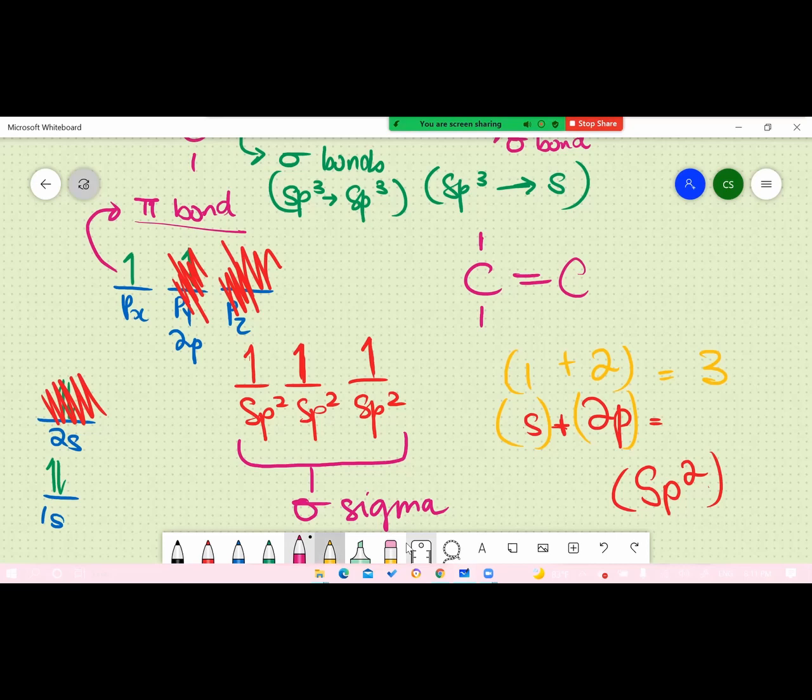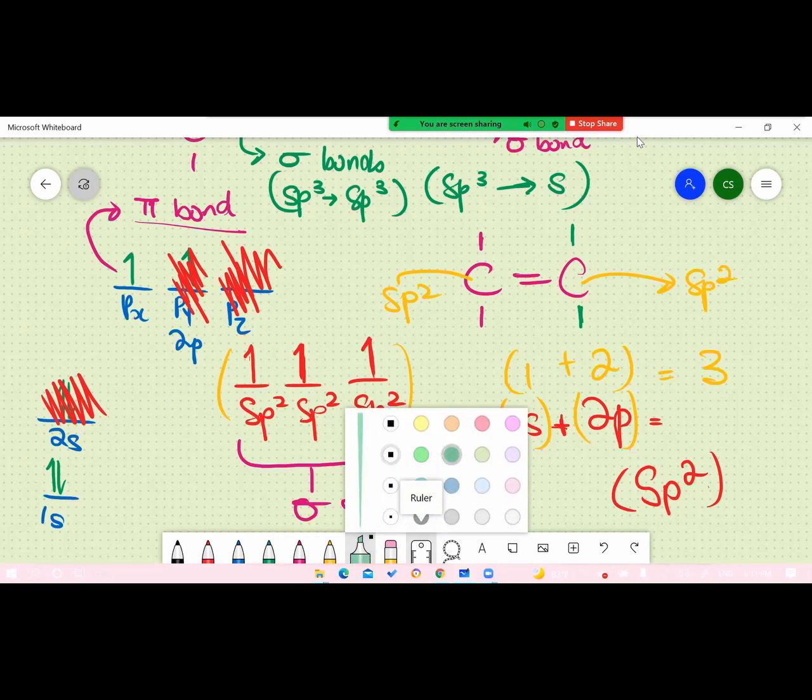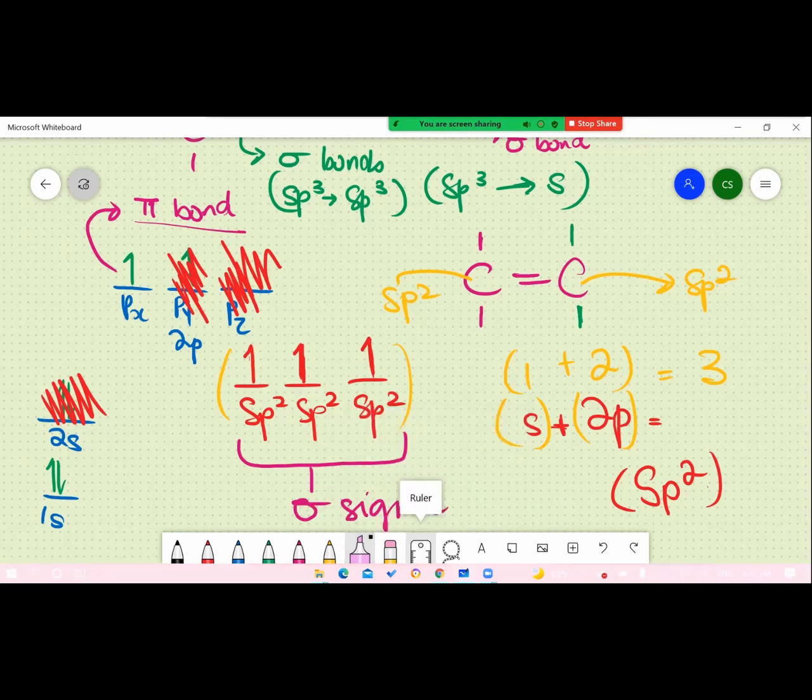So this carbon atom would be sp2 hybridized, and so will this one. So it will always have 3 hybridized orbitals, which would form the sigma bonds. So you'd have, let me see if I can highlight this. This would be a sigma bond. This would be a sigma bond. One of these would be a sigma bond, right?